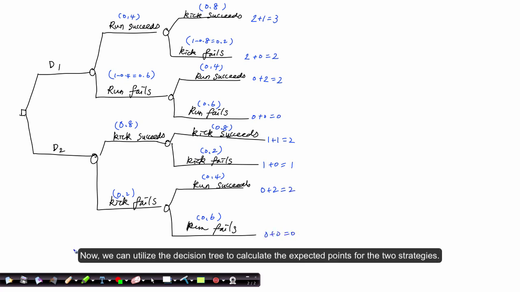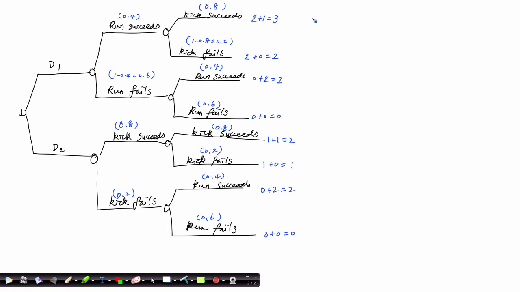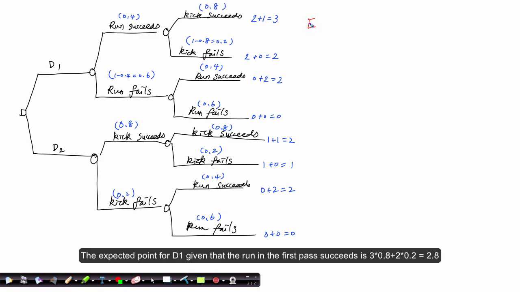Now, we can utilize the decision tree to calculate the expected points for the two strategies. In the decision tree, when you have more than one layer of chance node under a decision alternative, you can calculate the expected reward backward from right to left. The expected point for D1 given that the run in the first pass succeeds is 3 times 0.8 plus 2 times 0.2, which is equal to 2.8.